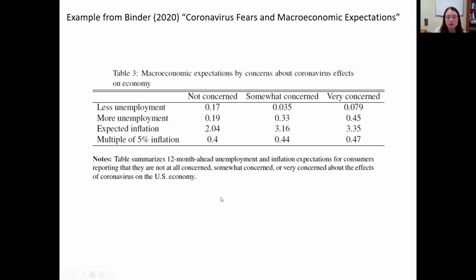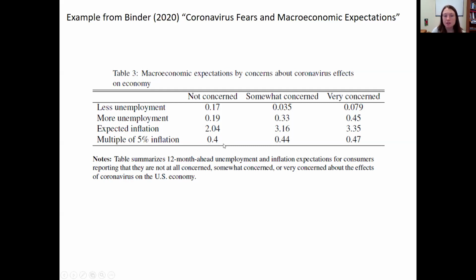Okay, so what you can see is that for the respondents who are not concerned about coronavirus, 17% of them think there'll be less unemployment next year. 19% think there'll be more unemployment. They expect inflation of about 2% for next year. And 40% of them gave me an inflation forecast that's a multiple of 5.